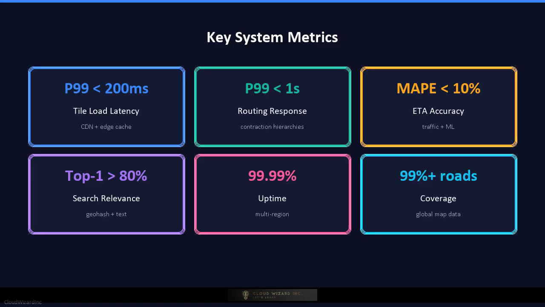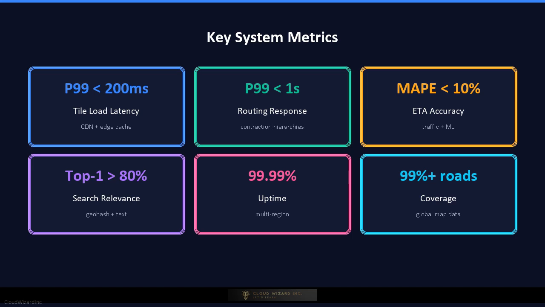Tile load latency, measured at the 50th and 99th percentile, determines how snappy the map feels. Routing response time, especially for long-distance routes. ETA accuracy, often measured as the mean absolute percentage error between predicted and actual arrival time. Search relevance, the fraction of times the top result is what the user wanted.